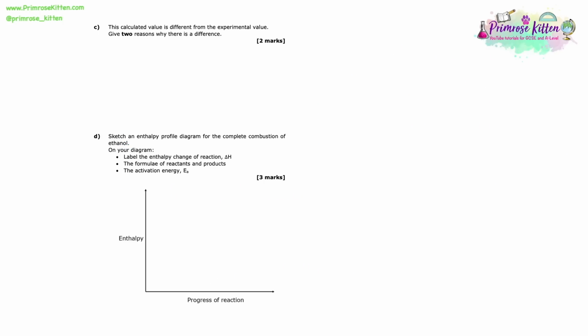This calculated value is different from the experimental value. Here we're asked to give 2 reasons why there's a difference. So here we need to consider what might have taken place in this experiment. So there's a chance that perhaps incomplete combustion took place. Now, when there's incomplete combustion taking place, obviously a slightly different reaction is occurring, and so we'd get a different enthalpy change.